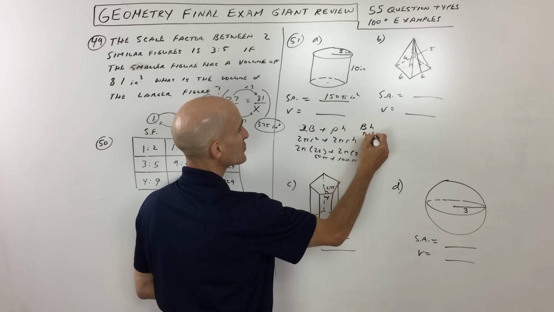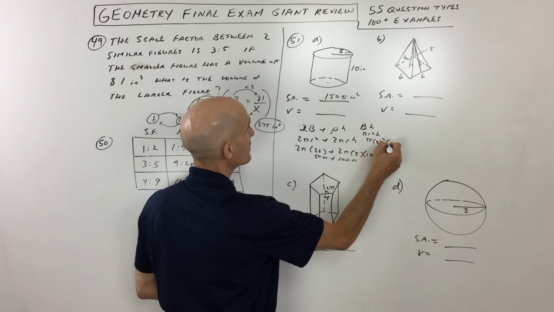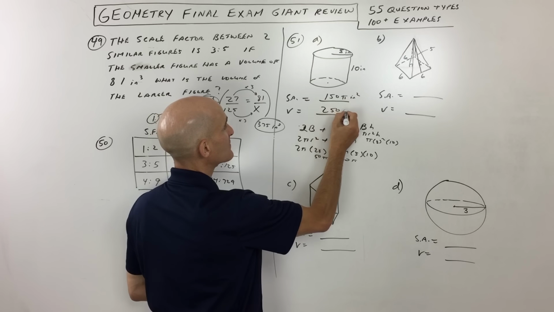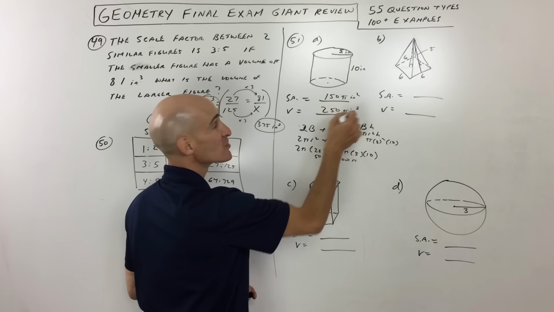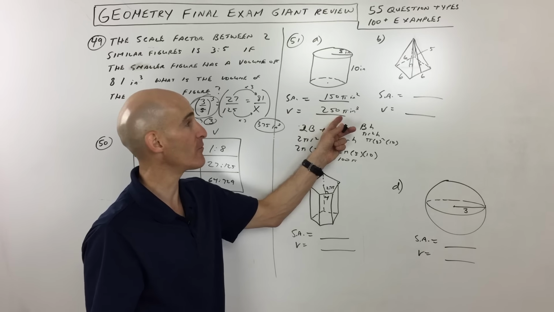So the base is a circle, so pi r squared times the height. So it's pi times 5 squared times the height, which is 10. So that's 25 times 10, which is 250 times pi inches cubed. So these are exact answers. If you want to find a rounded answer, just put 3.14 in for pi.